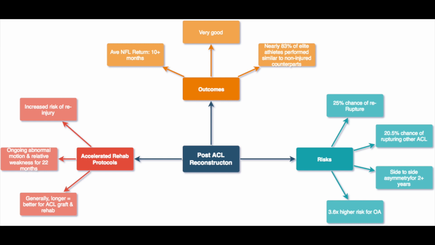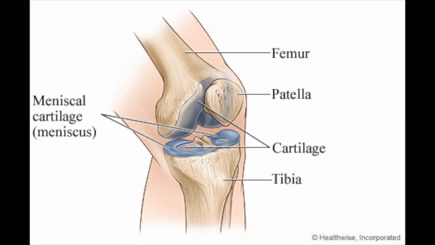Now, that being said, there are inherent risks that also come after an ACL injury. Research shows that there's a 25% chance of re-rupturing that ACL. There's also a 21% chance of rupturing the other ACL. Further, there's some evidence of side-to-side asymmetry for over 2 years, and there's nearly a 3.6 times higher risk of developing osteoarthritis in the knee, which is when the cartilage in the knee starts to deteriorate at a higher rate than normal.